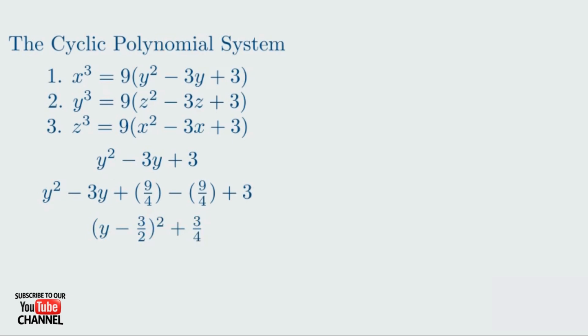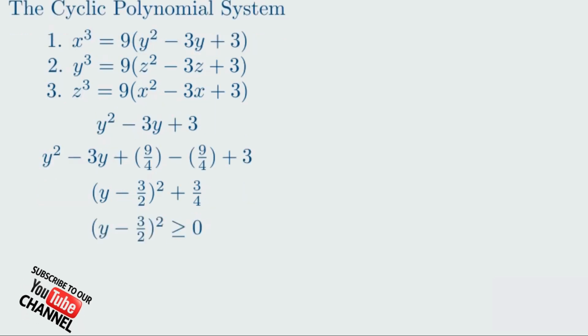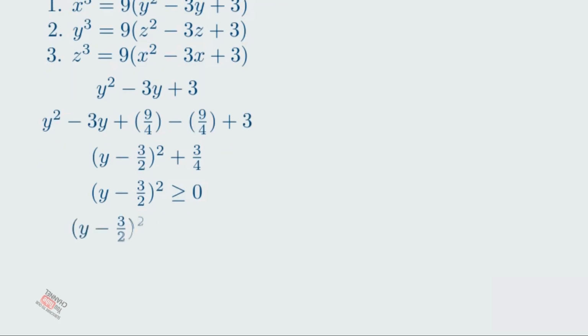Why is it so powerful? Think about a squared term. The square of any real number is always greater than or equal to 0. So, y minus 3 halves, all squared, is always non-negative. This means that the entire expression is always positive. The whole term, y minus 3 halves squared plus 3 quarters, must be greater than or equal to 3 quarters, and therefore always positive. This is our key inequality.